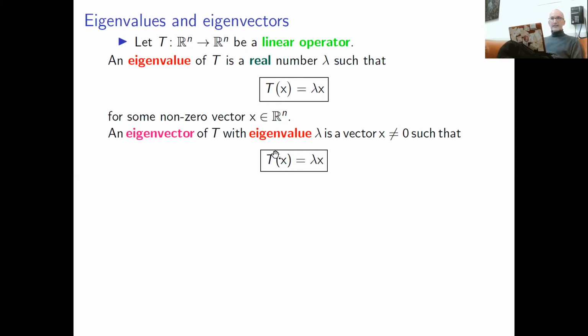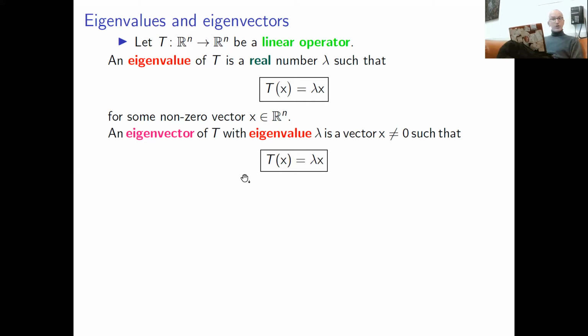If you have one eigenvector, you can immediately cook up another eigenvector with the same eigenvalue if you just multiply vector x by any number. You can multiply x by 2, because T is a linear operator, so if you multiply everything by 2, you get T of 2x equal to lambda times 2x.